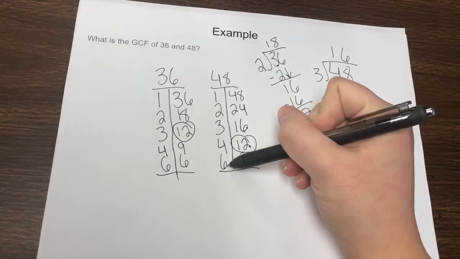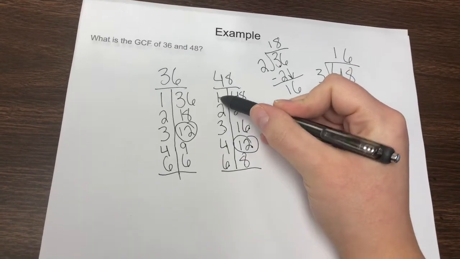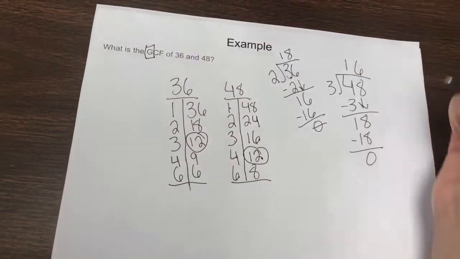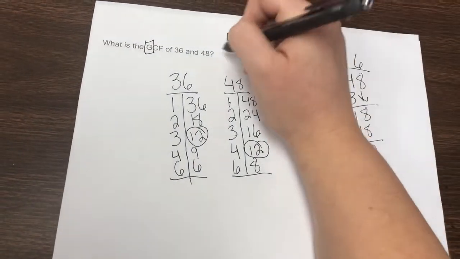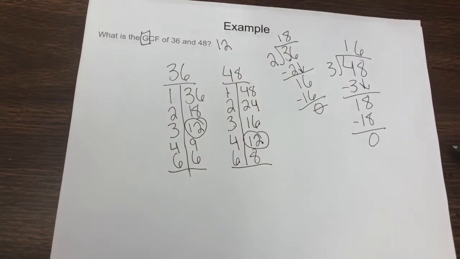because they both have 6 in common. They both have 4, 3, and 2, and 1. But you want the greatest common factor. That's the G in GCF. So what is the GCF of 36 and 48? 12.